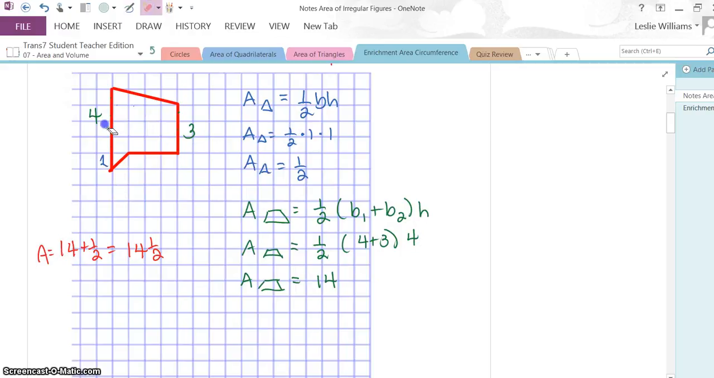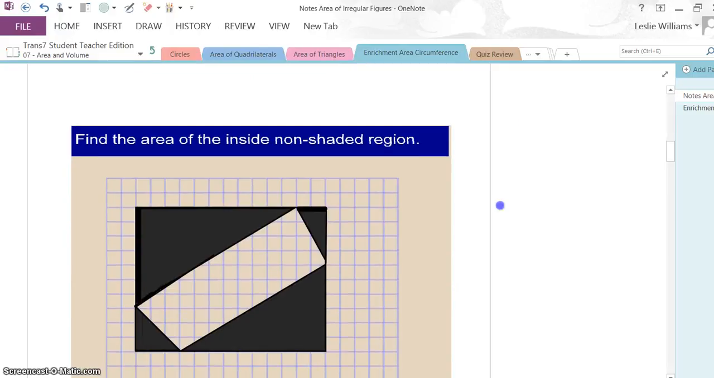Now another way that you could split up this figure, if you wanted, might be to come in and do a triangle here, a triangle there. So we have two triangles and a rectangle. So there's different ways you can split up these figures, and you should always get the same area regardless. So let's look at another example.